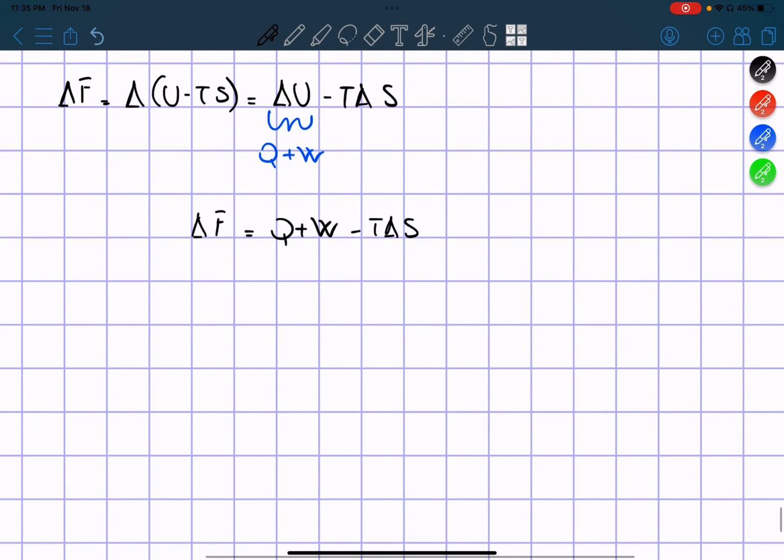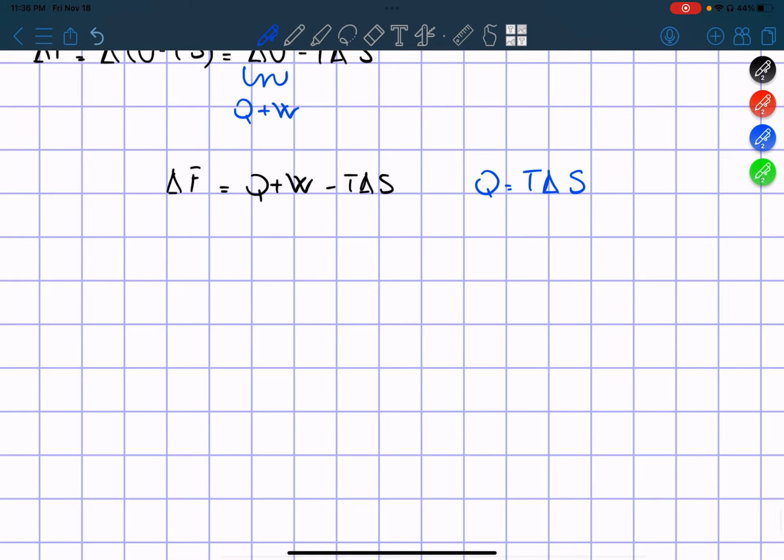And when we have no new entropy created in the process, then we have that Q is equal to T times delta S. Because Q would be the energy that goes into creating new entropy, but we have no new entropy, so all the energy can pretty much just cancel each other. And therefore we have that delta F would be equal to work.